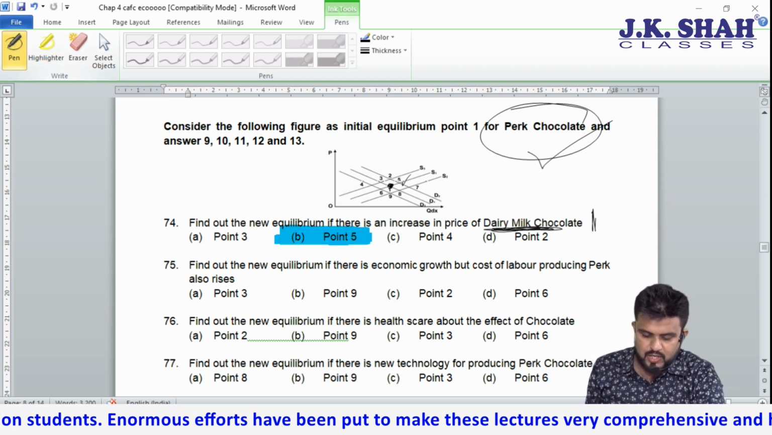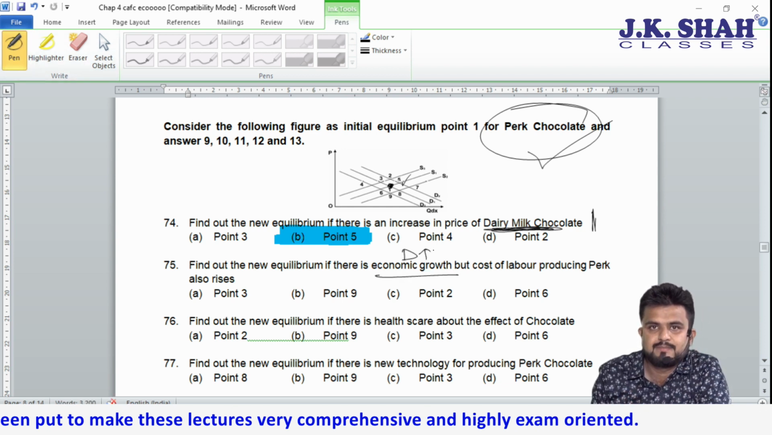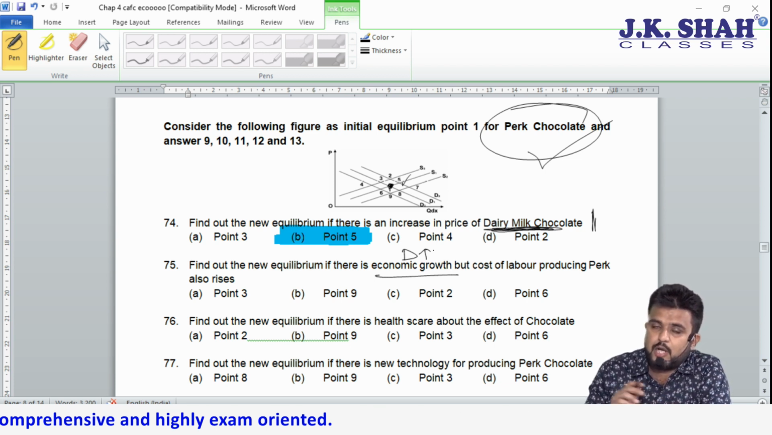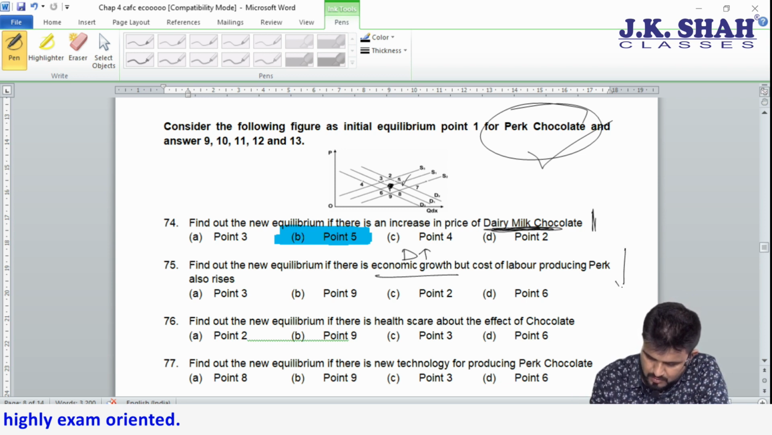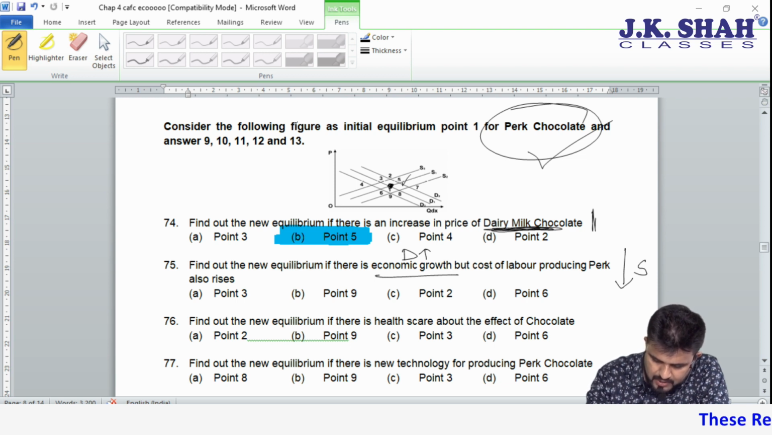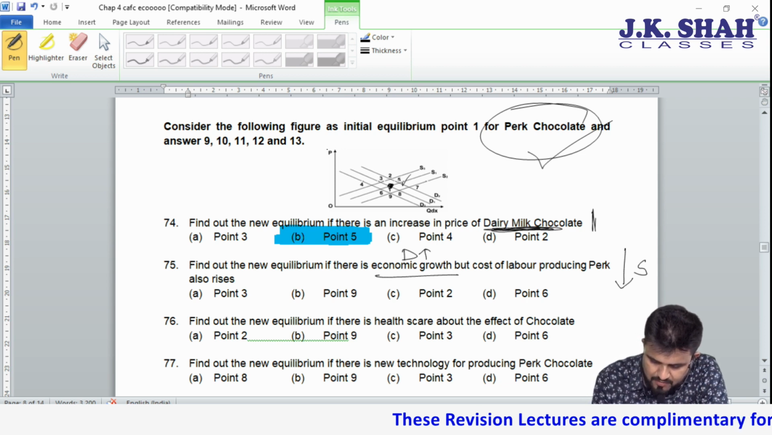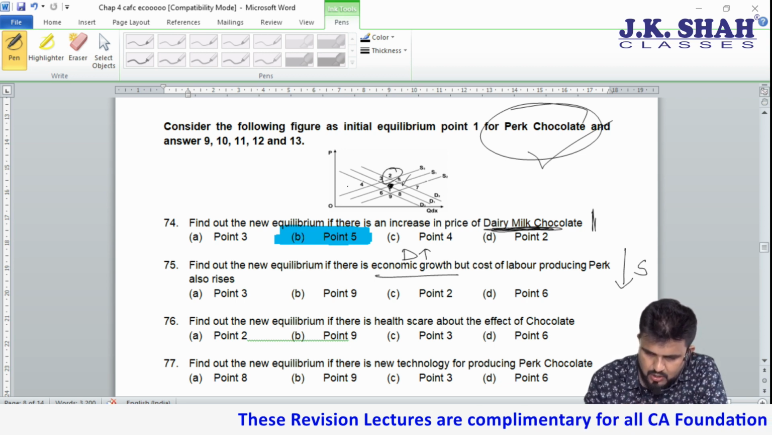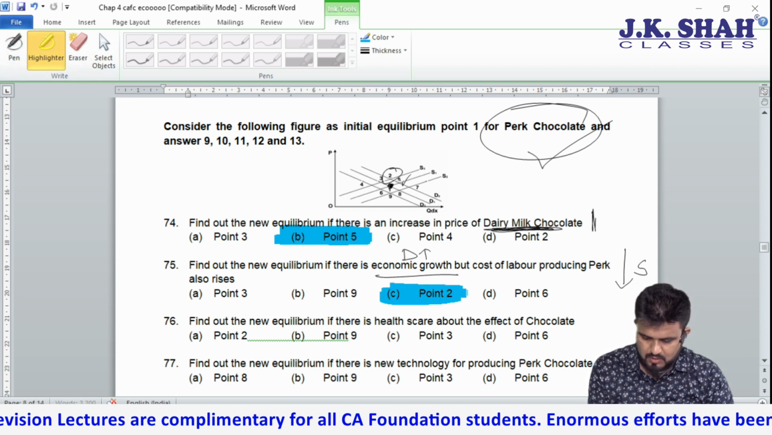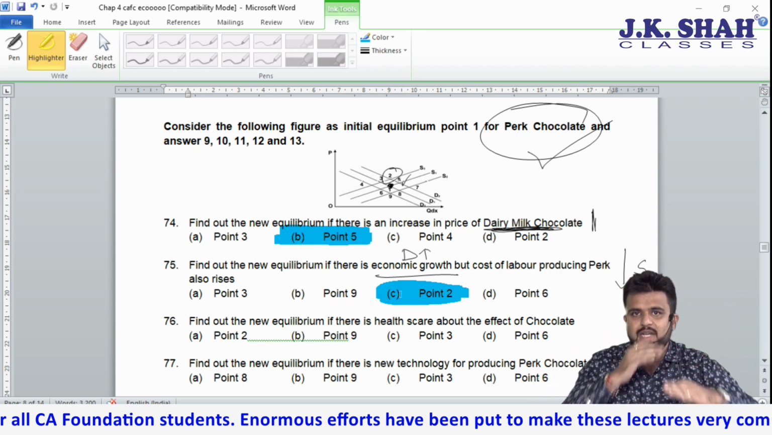Next, find out the new equilibrium if there is economic growth. Students, economic growth means demand increases, but the cost of labor producing Perk also rises. The producer has to pay more cost. Supply will decrease. Higher demand means a rightward shift, that is D2. Lower supply means a leftward shift. They both meet at point 2. So point 2 is the answer. Carefully shift. Demand will go right, supply will go left. They both meet at point 2.